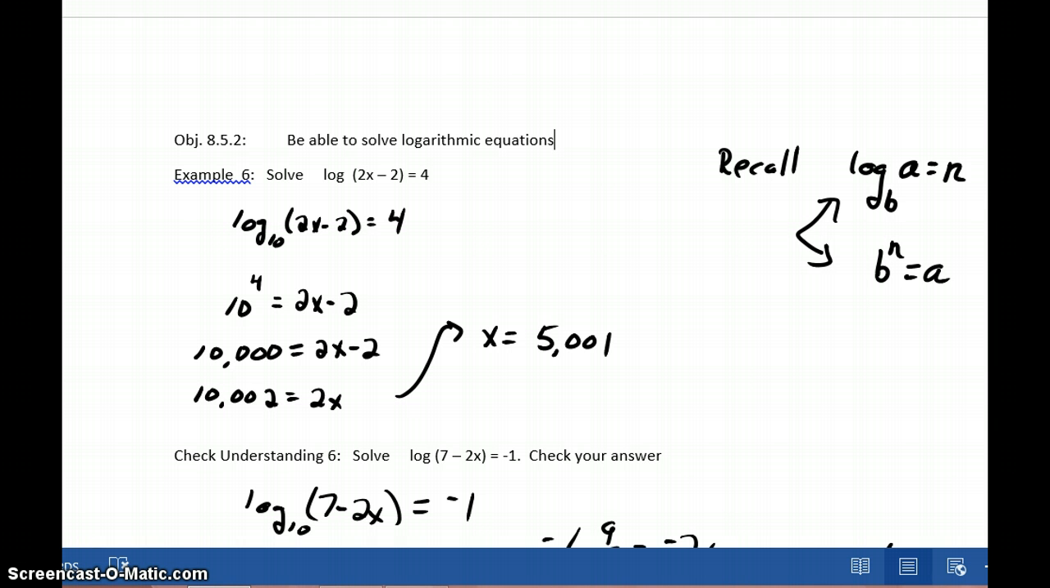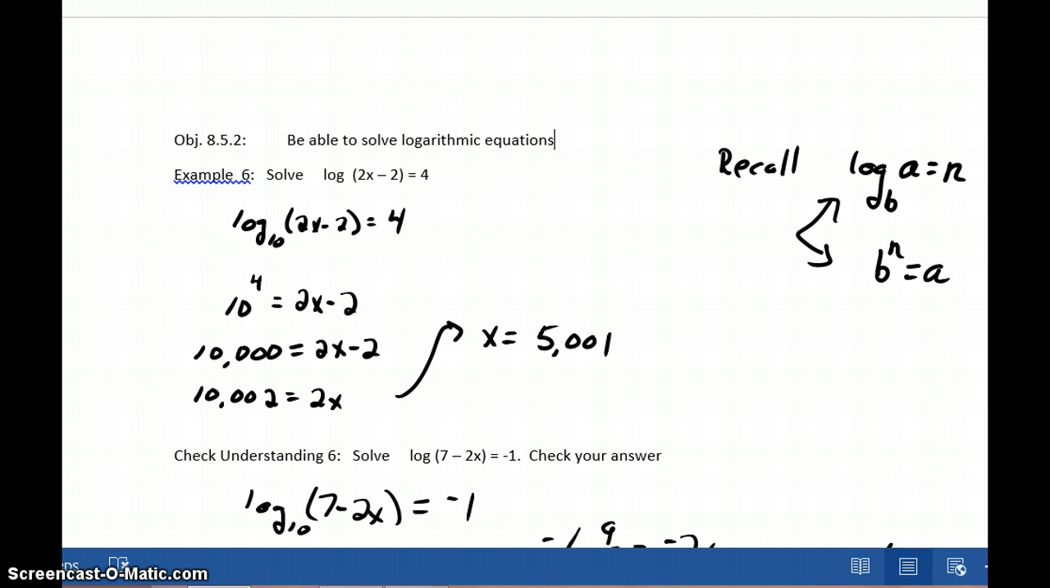So example 6 says solve log of 2x minus 2 equals 4. Now there's nothing as a subscript for log, so we know that's log base 10 as I've written. Now we're just going to change that into its exponential form to solve for x. So this becomes 10 to the 4th equals 2x minus 2, and now it just becomes a simple algebra problem. 10 to the 4th is 10,000 equals 2x minus 2.